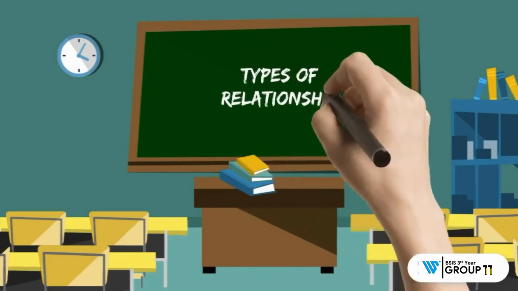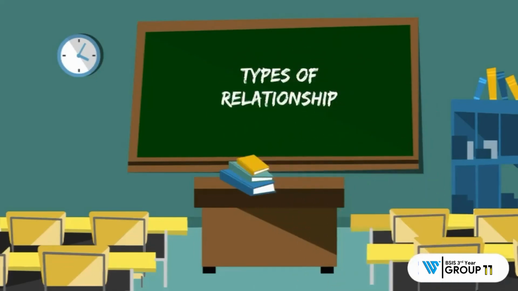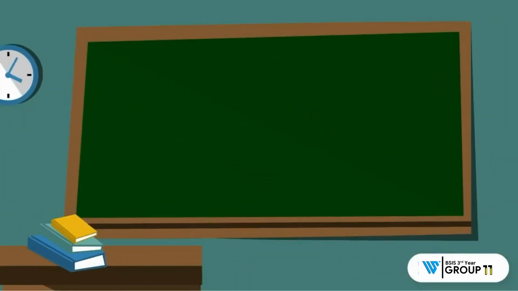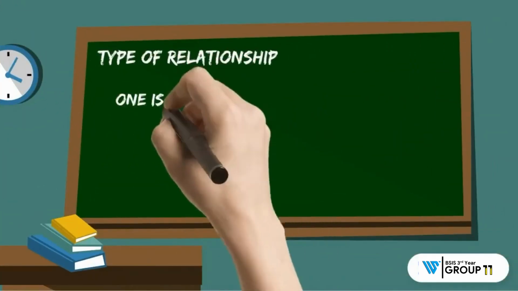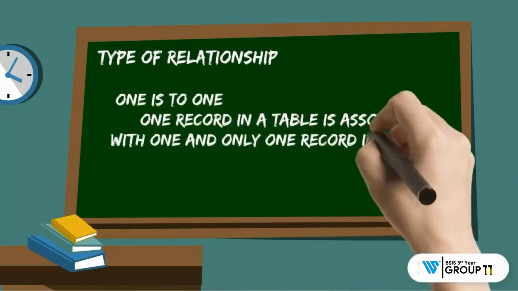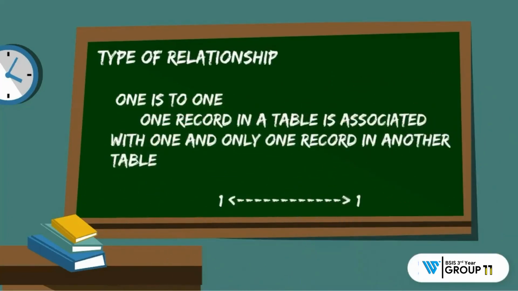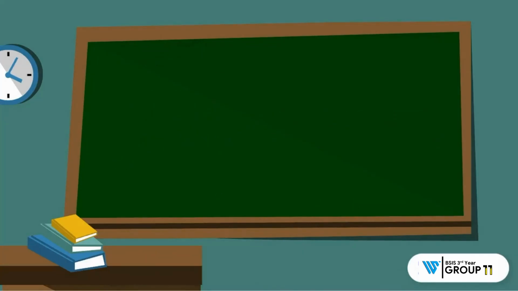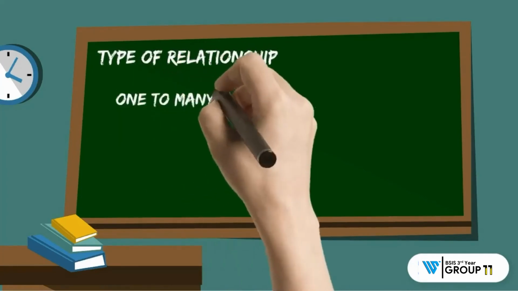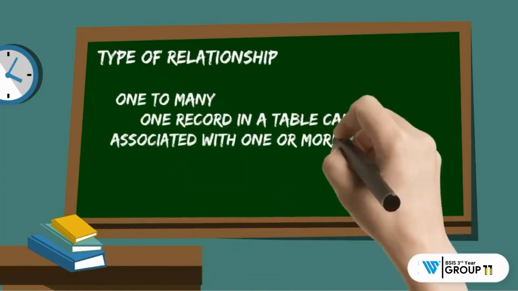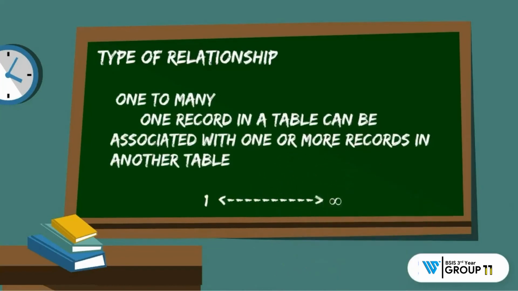Types of relationship. One to one: one record in a table is associated with one, and only one, record in another table. One to many: one record in a table can be associated with one or more records in another table.